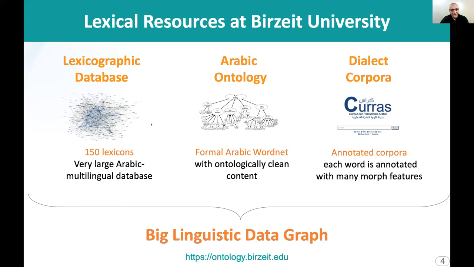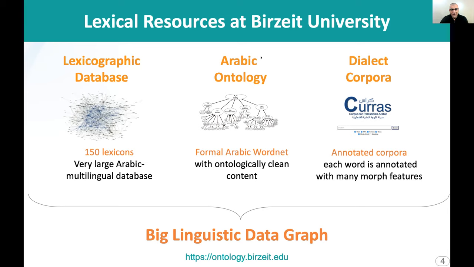The main linguistic resources we built so far are a lexicographic database, which includes about 150 lexicons that we have been digitizing, cleaning, and integrating over the past 10 years. I believe it's now the biggest lexicographic database for Arabic. It includes classical lexicons, thesauri, glossaries, bi and trilingual dictionaries, and many others, in almost all domains.